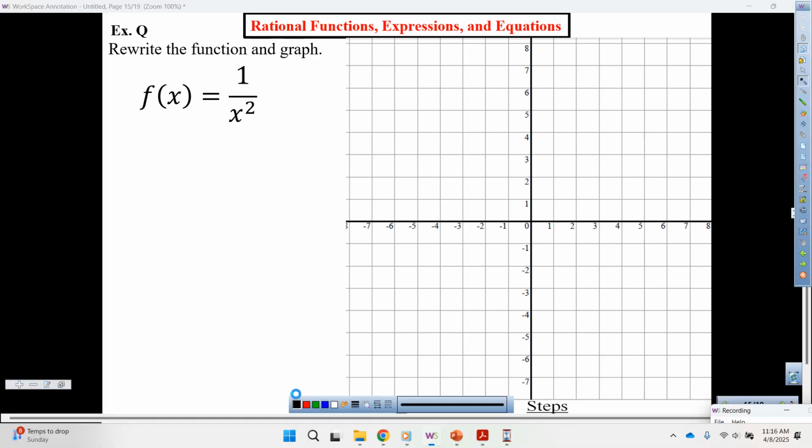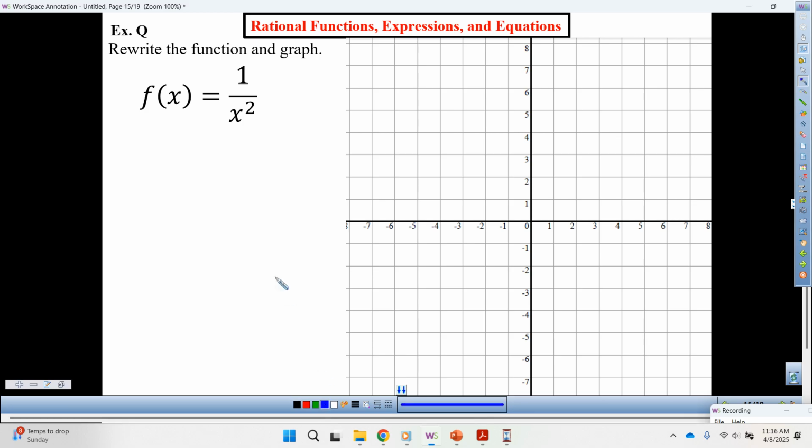So let's start off with our VA. Tell your neighbor what the VA is on that one. VA is equal to what? Yeah, x equal to 0. HA is f of x equal to 0. So let's plot those. 0. And 0.